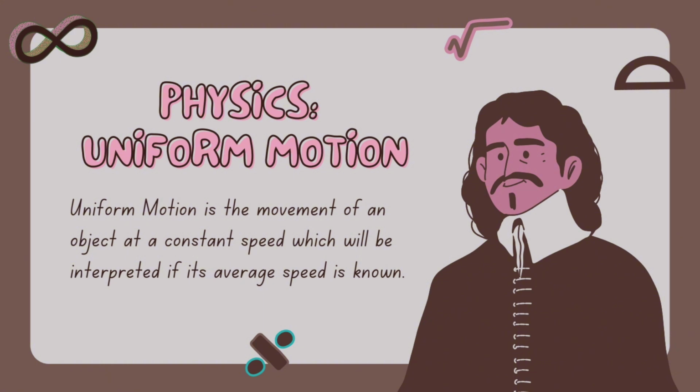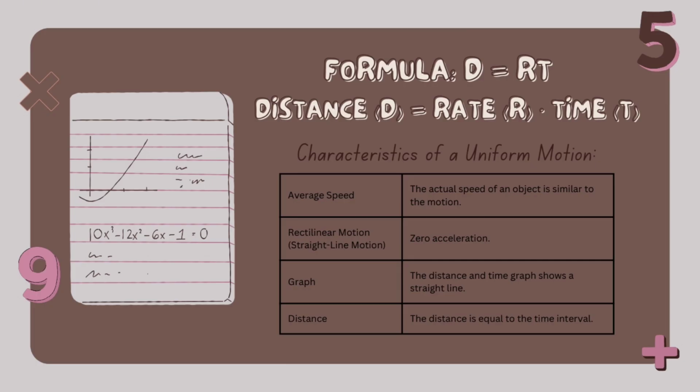Uniform motion is the movement of an object at a constant speed, which can be interpreted if its average speed is known. The characteristics of uniform motion. The first characteristic is average speed. It means the actual speed of an object is similar to the motion.